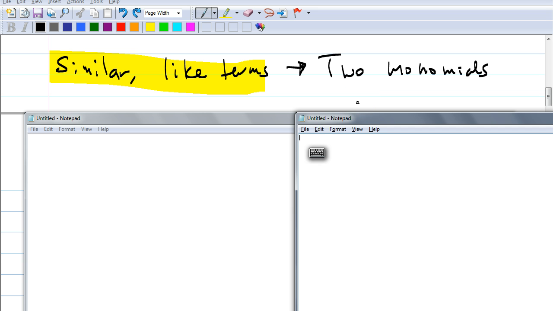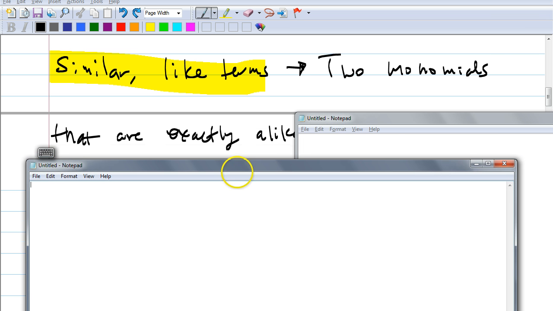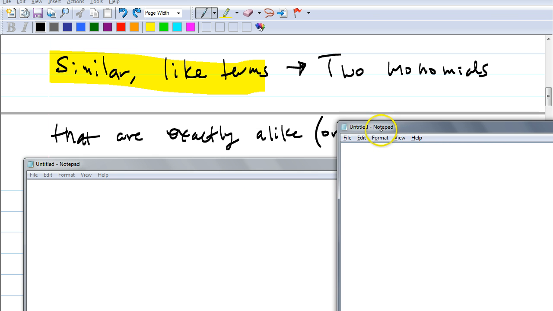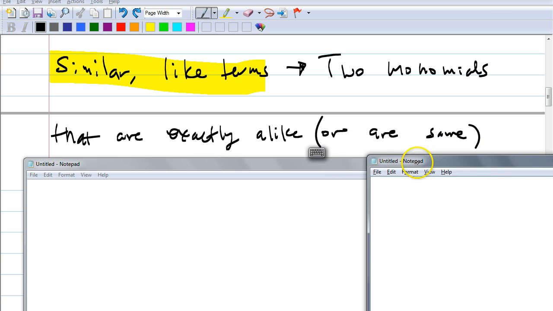First of all, these are two monomials. I like how you said terms, but really we're comparing two monomials. Isn't that right? So maybe it was too obvious to a lot of you, but if you have like terms, these are monomials we're comparing, right? It's a monomial to another monomial that are exactly alike or the same.